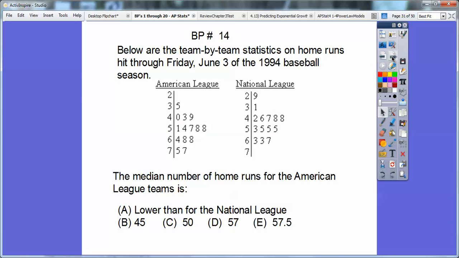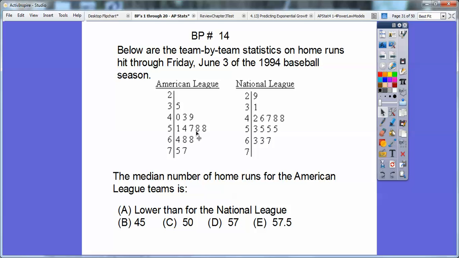Okay, all right. Below are the team-by-team statistics of home runs hit through Friday, June 3rd of the 1994 baseball season. Okay, so I think baseball starts, let's see, today is March 17th, so it's going to start in like 15 days or 13 days, something like that. Okay, so we got to count them, you guys, to find the median. The median's the middle one. So I count 14 of these guys, so the median is going to be the 7th and 8th one. So 1, 2, 3, 4, 5, 6, 7, 8.